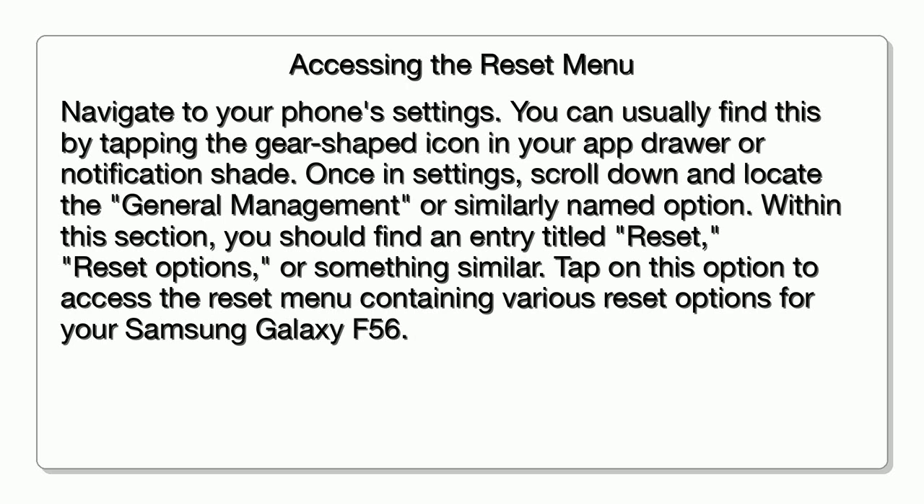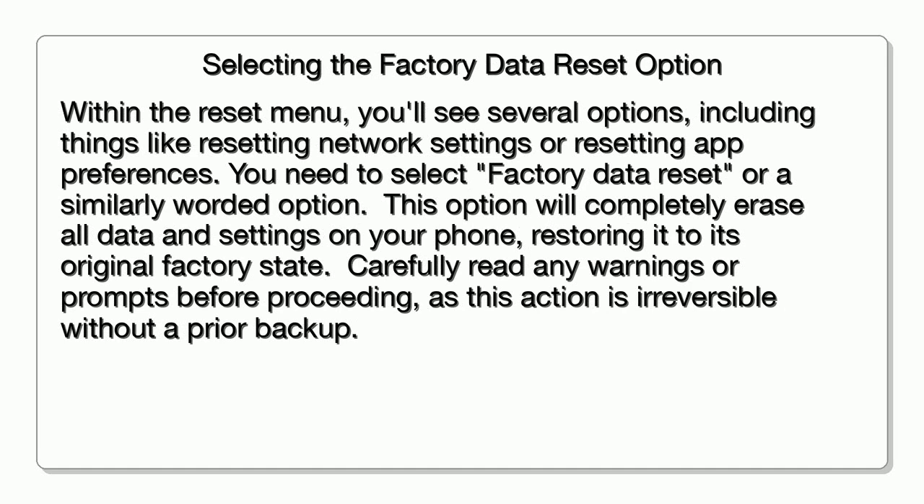Step: accessing the reset menu. Navigate to your phone settings. You can usually find this by tapping the gear-shaped icon in your app drawer or notification shade. Once in settings, scroll down and look for General Management or a similarly named option. Within this section, you should find an entry titled Reset Options or something similar. Tap on this option to access the reset menu containing various reset options.